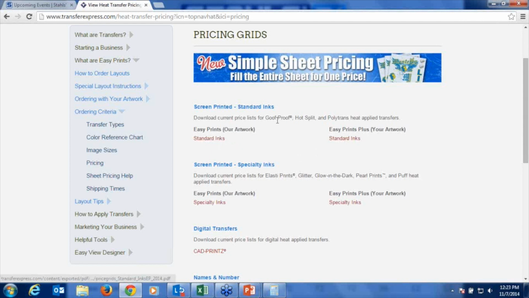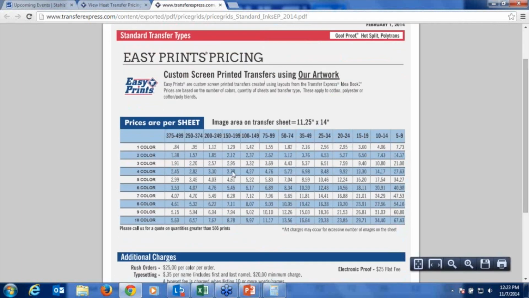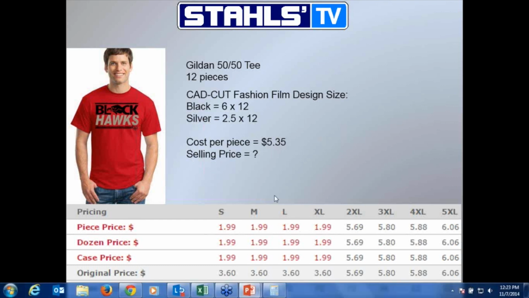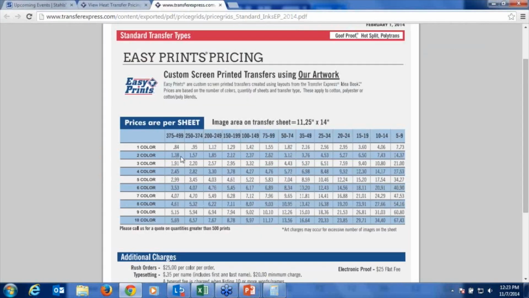But let's just look at a standard Goof Proof, which is their standard ink formula, screen printing pricing. So this was a 2-color design, right? I would have to, of course, add the cost of the blank, which in this scenario was $3. So $2.35 is what the transfer piece of it is costing me to cut this, weed it, and get ready to heat apply. So I need to find out where the $2.35 pricing is on a 2-color design here.